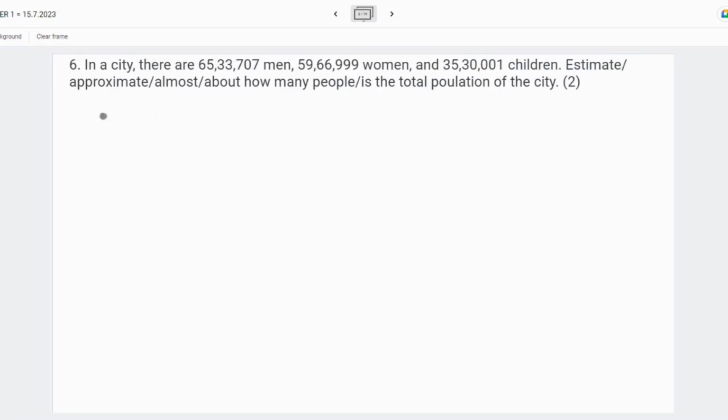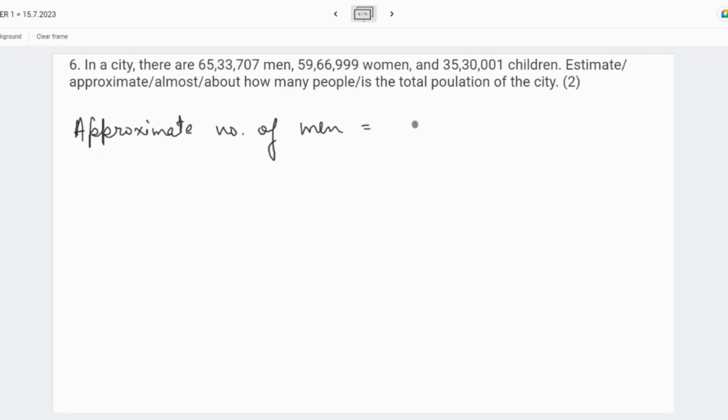So I have the population over here: 65 lakh 33,707 men, 59 lakh 66,999 women, and 35 lakh 30,001 children. Okay, now we have to estimate, right? Estimation: we know that if the digit on the right hand side is 5 or greater than 5, we add 1.